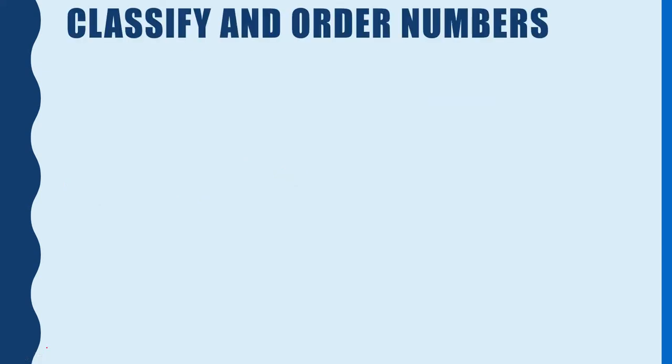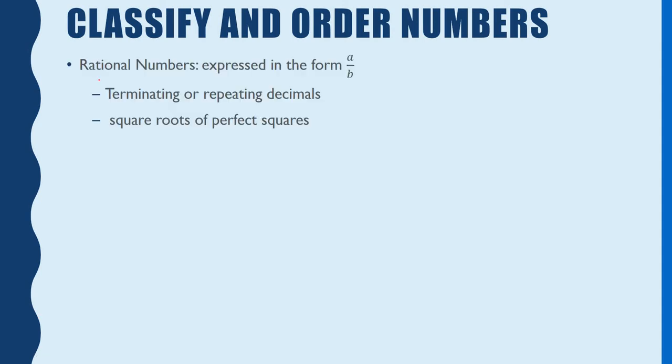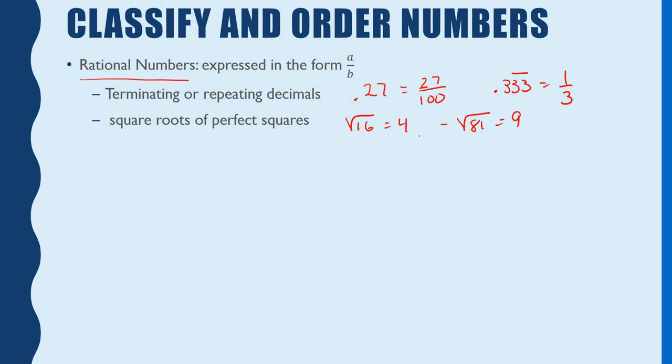All right, we're also going to, in this section, classify and order numbers. So classify. Rational numbers can be expressed in the form a over b. They are terminating or repeating decimals. Terminating means they stop, something like 0.27, because I can write that as 27/100ths. Or repeating decimals, like 0.333 repeating, because those can be written as fractions also. And also rational are the square roots of perfect squares, and we've seen that. The square root of 16 is 4. The negative square root of 81 is negative 9. So the square root of a perfect square gives us an integer which is rational.